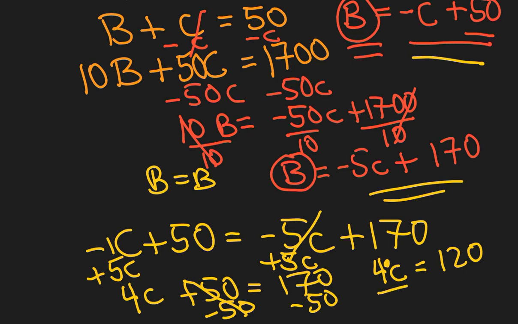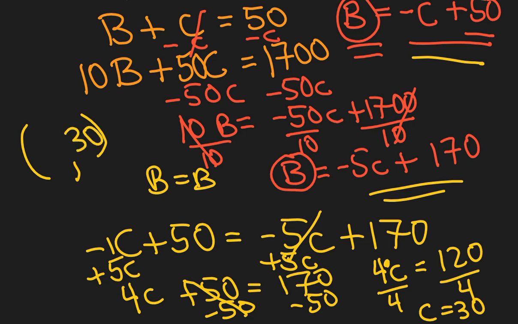And divide both sides by 4. And 120 divided by 4 is 30. So I have my c, which is 30. I'm b comma c. I'm going to pretend it's x comma y. And look at that. I sold 30 car tires.